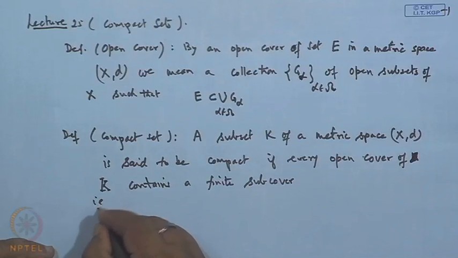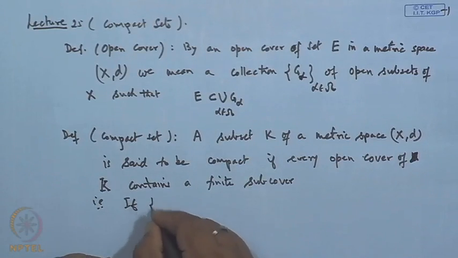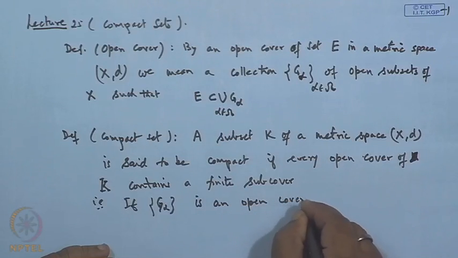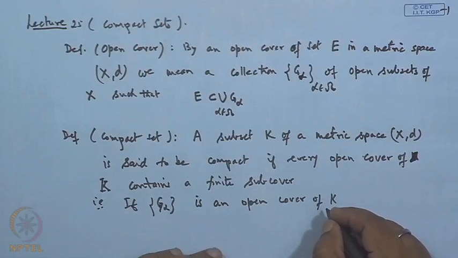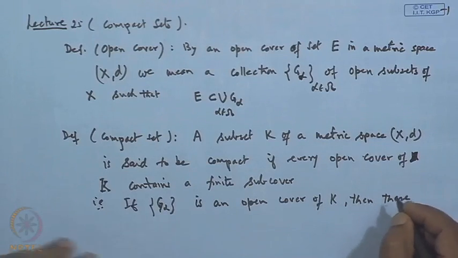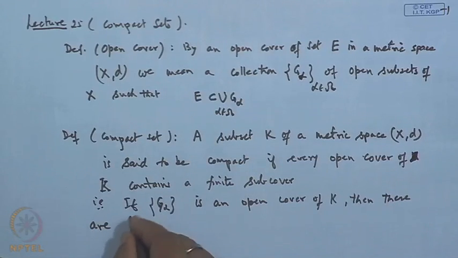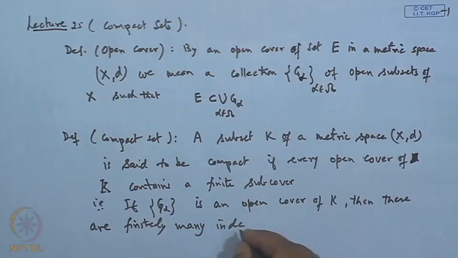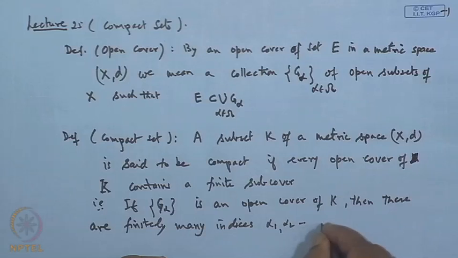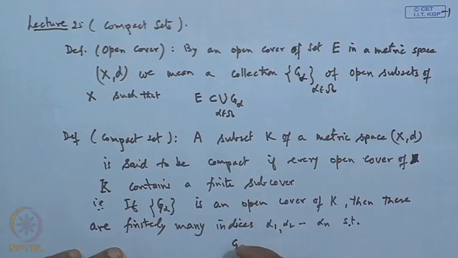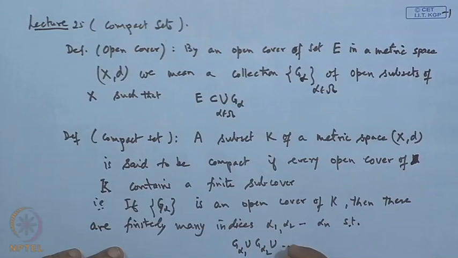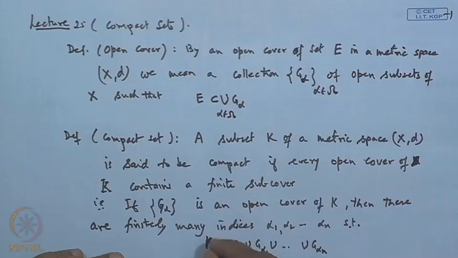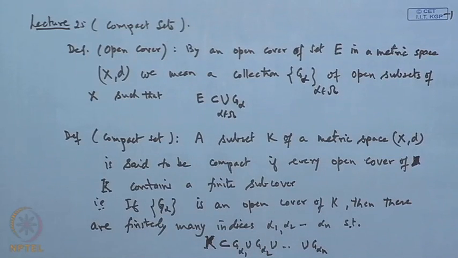That is, the meaning is, if G alpha is an open cover of K, then there are finitely many indices, alpha 1, say alpha 2, alpha n, such that the finite union of these sets G alpha 1, G alpha 2, G alpha n, the finite union of these covers K. So, this set is said to be compact.